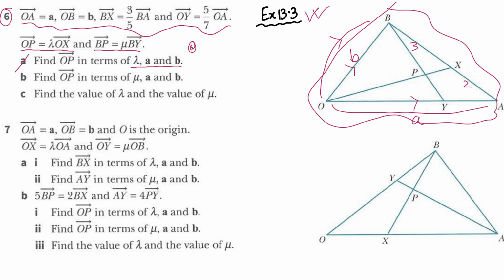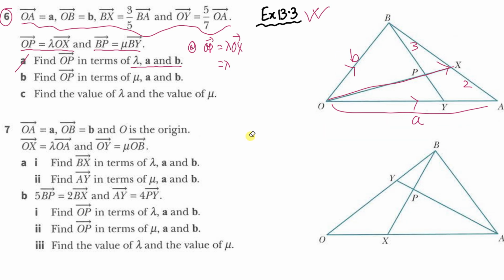of lambda. So directly we can use the information provided. OP equals lambda of OX. So lambda OX, let me see where OX is. OX is from here to there. OX, how to go there? We can go directly from A to B, then B to X we can go.